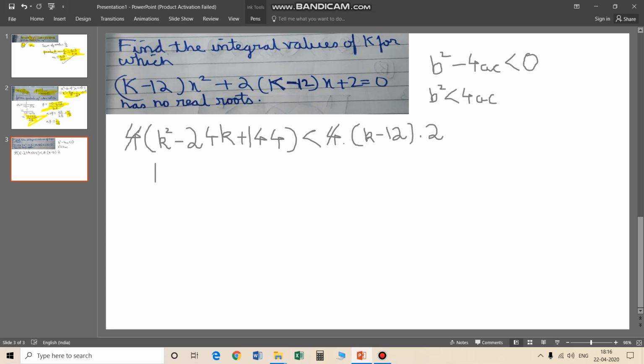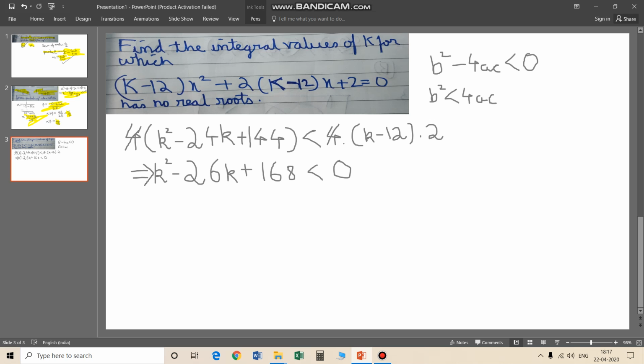Here it will be k square as it is. Here it is minus 24k, and here it will again be minus 2k, so it will be minus 26k. Here it is plus 144, and here it will come another 24, so it will be plus 168. Plus 168 is less than 0. Yes, it is less than 0. Here I am writing the implies.